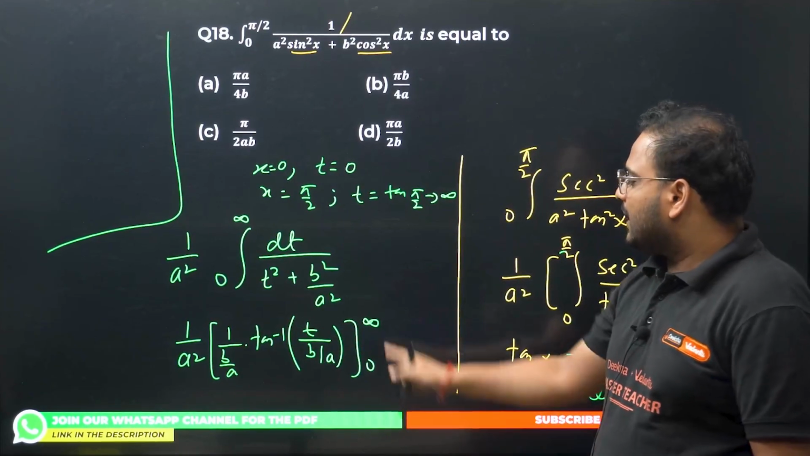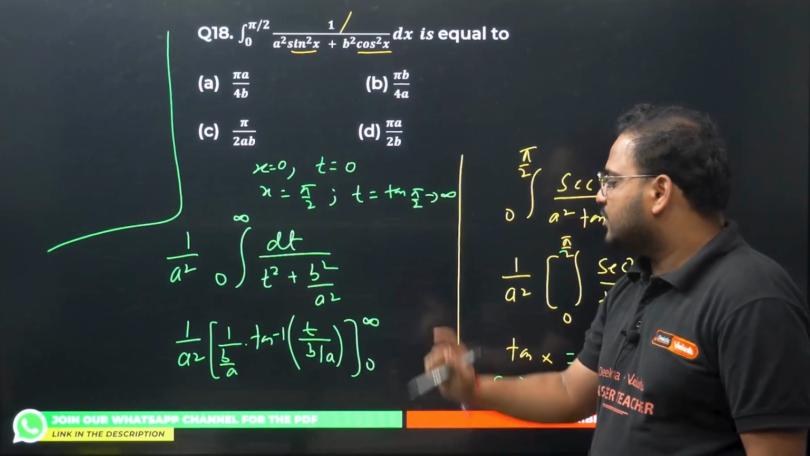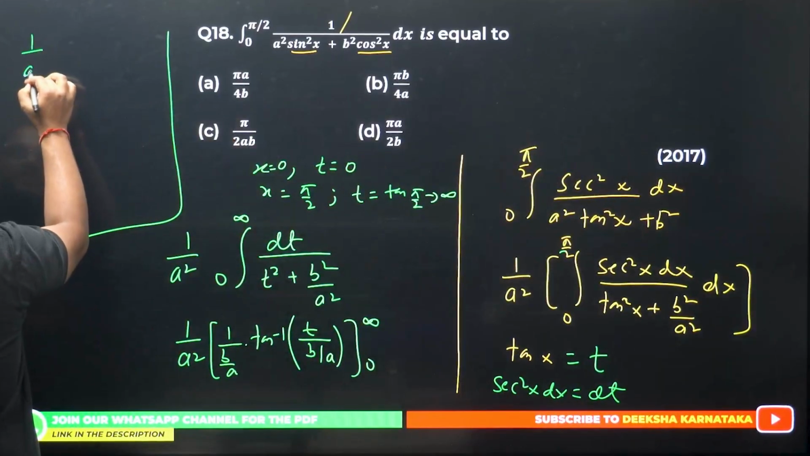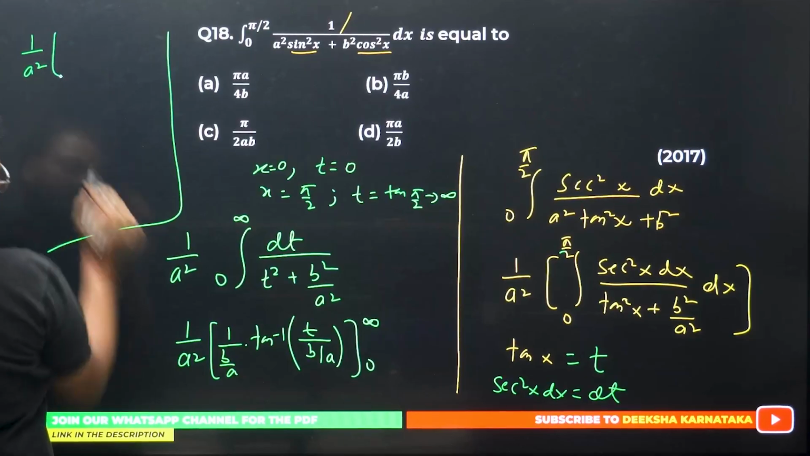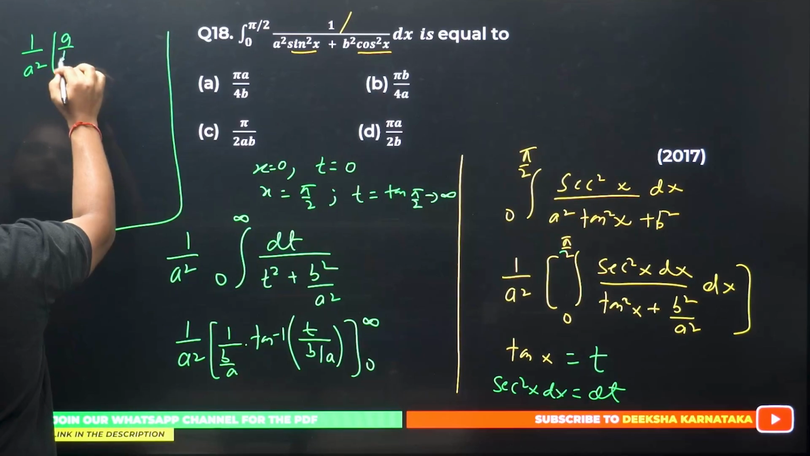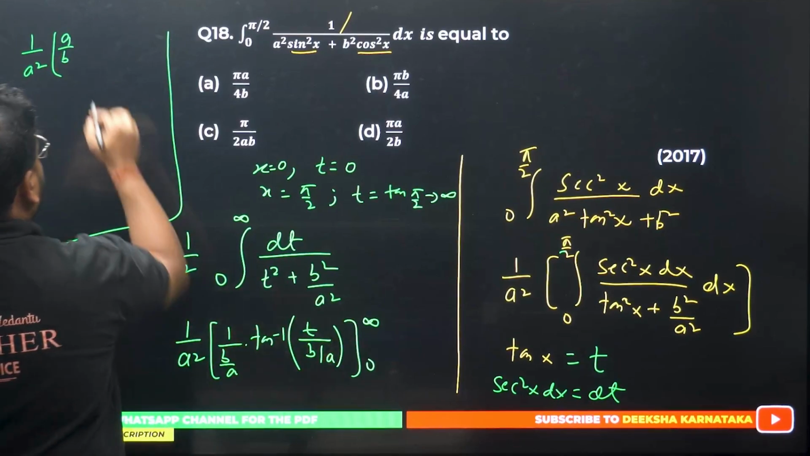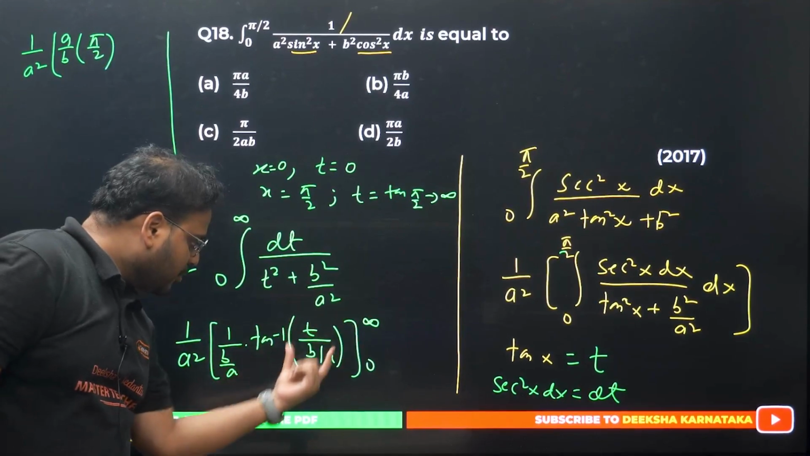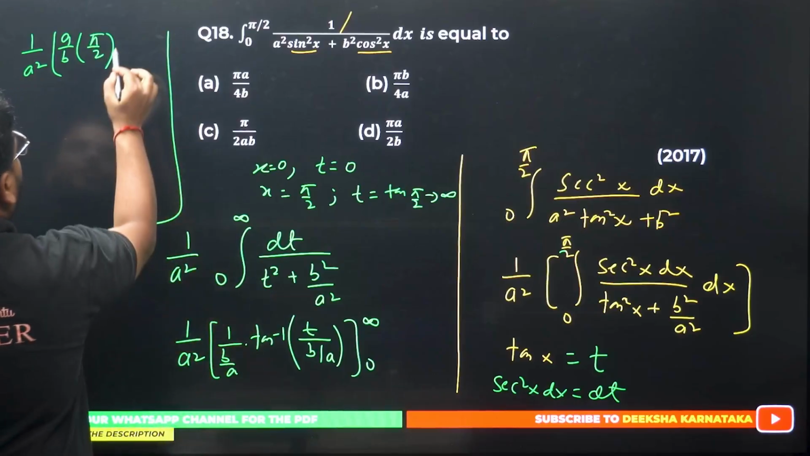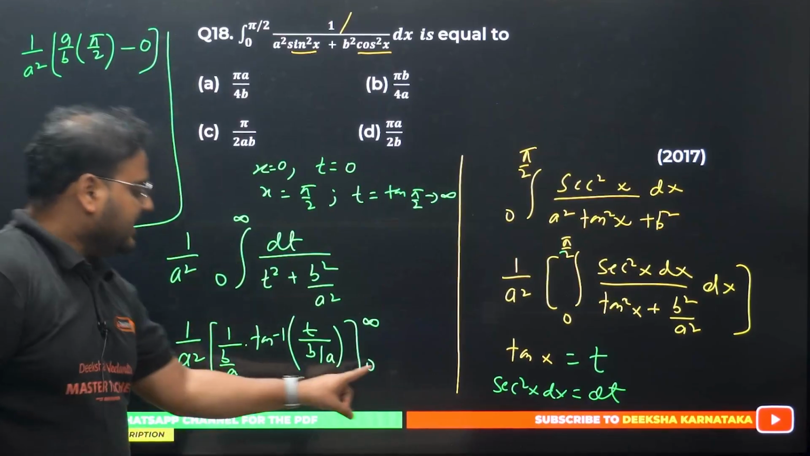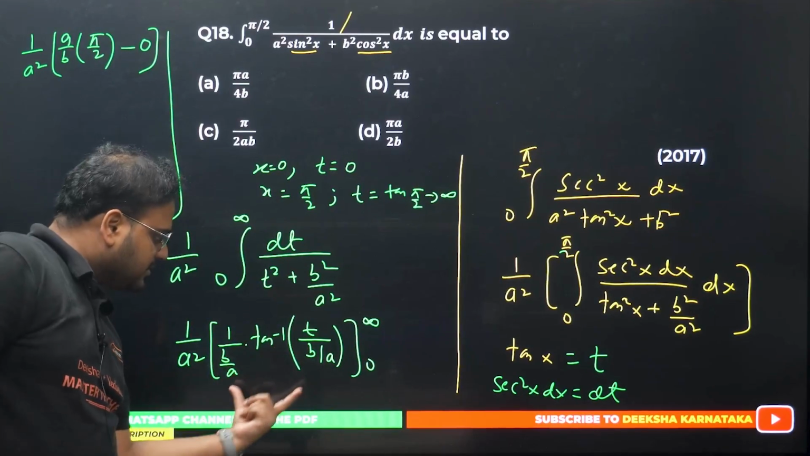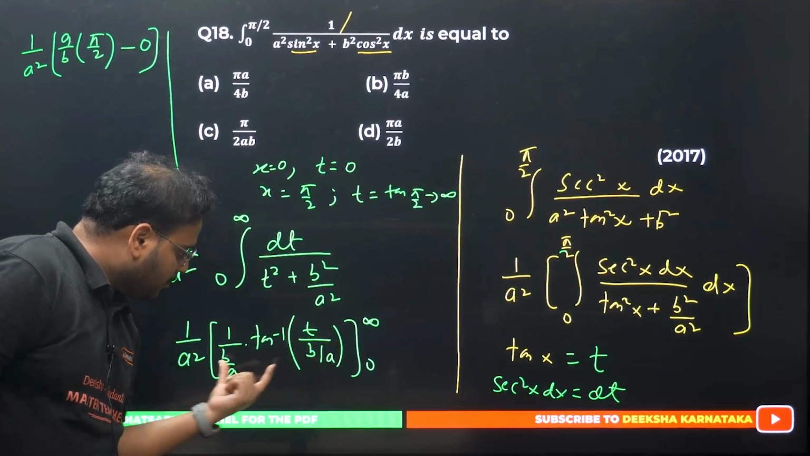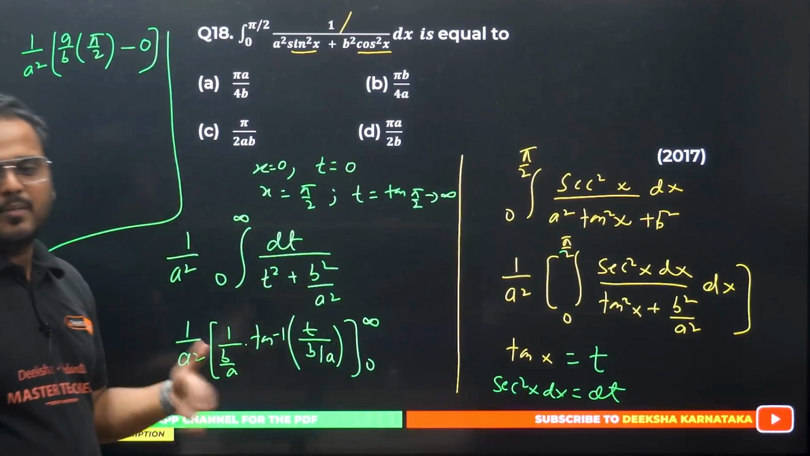Okay, substitute back the value of upper limit as infinity and 0. Check what we are getting. So we have 1 by a square as it is. This is nothing but a will go up, so it will become a by b. Tan inverse at infinity will be what? Will be pi by 2. Put infinity over here, this whole thing is infinity. Answer is pi by 2 minus 0 for the lower limit. Tan inverse of 0 is what? 0. So whole thing is 0. This 0 into b by a or a by b is 0 only.